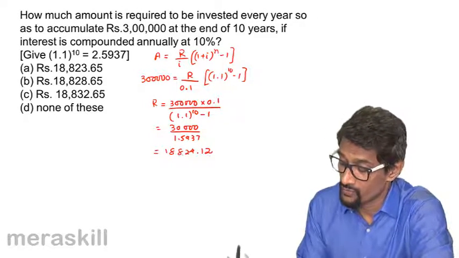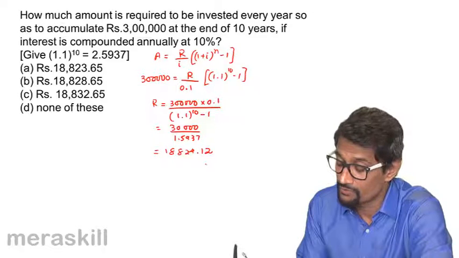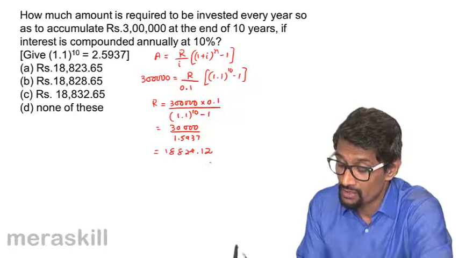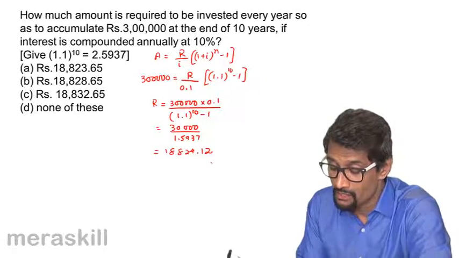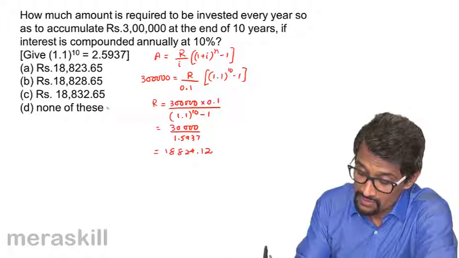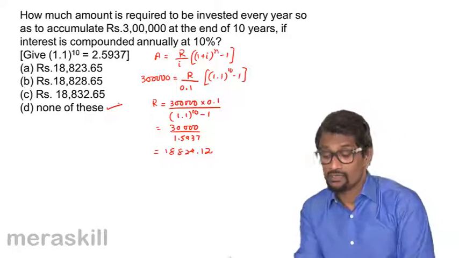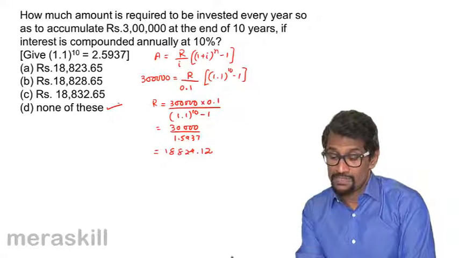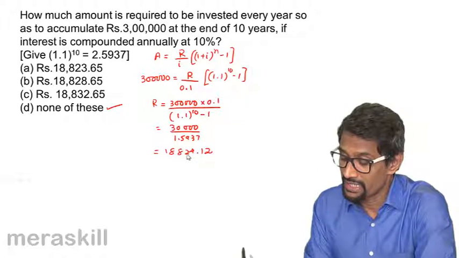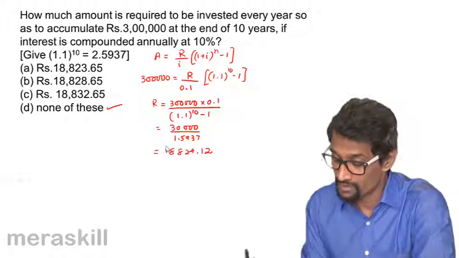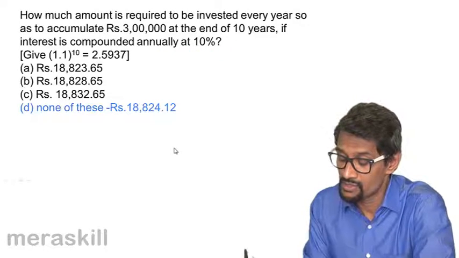18,824.12 or something, which doesn't seem to be any among these options. So this seems to be the correct answer. Let's see. We get 18,824.12, none of these. Yes, that is the right answer.